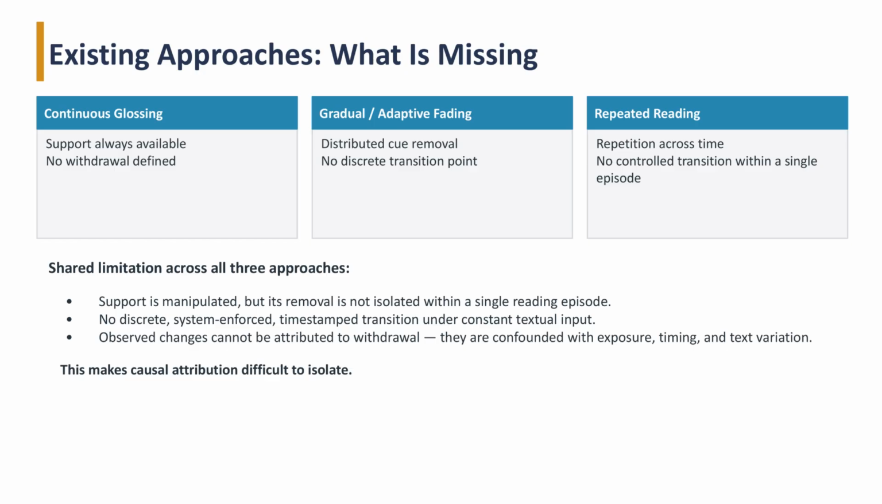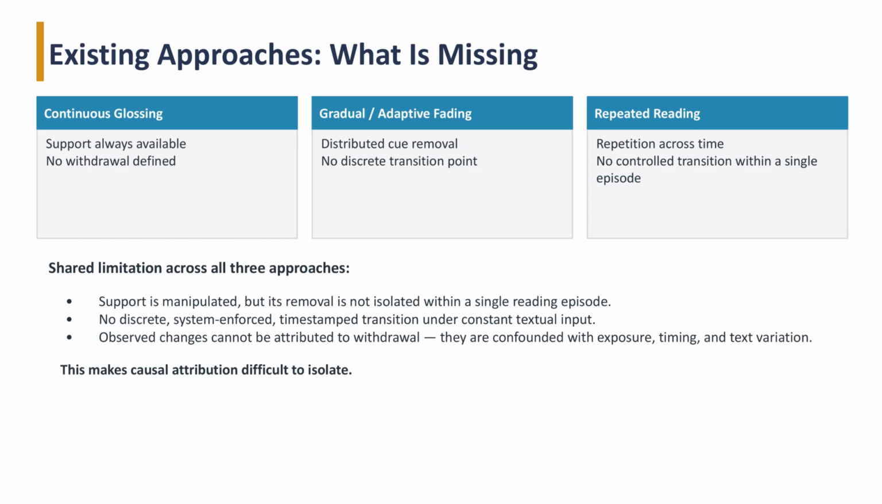In continuous glossing, support is always available. In adaptive or gradual fading, support is reduced progressively over time or items. In repeated reading, conditions are separated across time, not within the same episode. Across all three approaches, support is manipulated, but its removal is not isolated. There is no discrete, system-defined transition within a single reading episode under constant textual input.